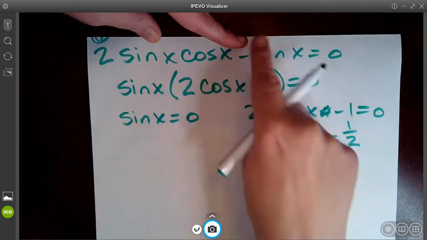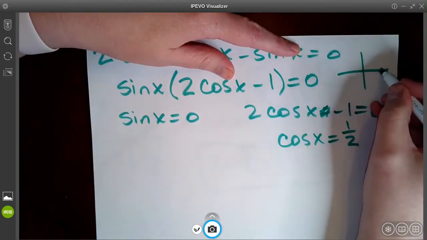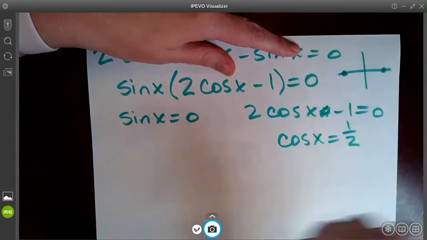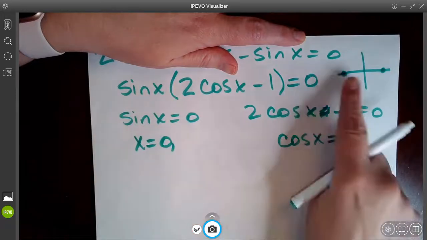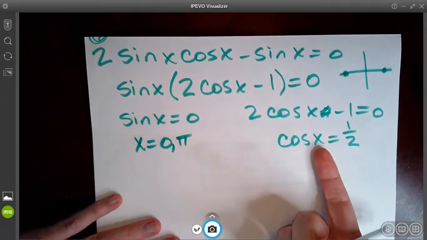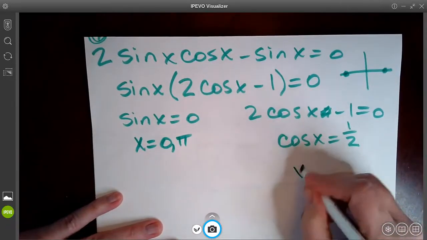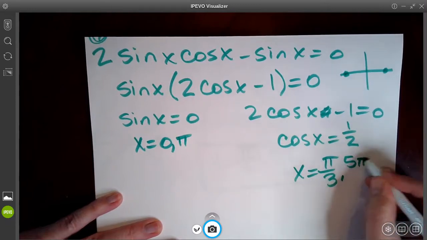So think about sine. Where is sine equal to 0? So sine is equal to 0 here and here, right? Because sine is y, which means we don't move up any. So sine is equal to 0 when x is 0 and when x is pi, because we're doing between 0 and 2 pi, not including 2 pi. And then this one, we've done this one a few times. So cosine x equals 1/2 when x is pi over 3 and 5 pi over 3.